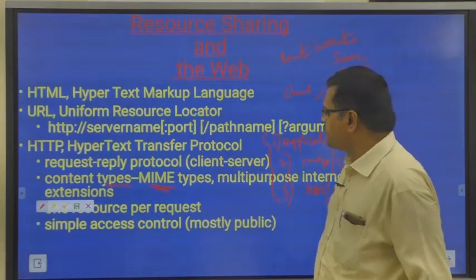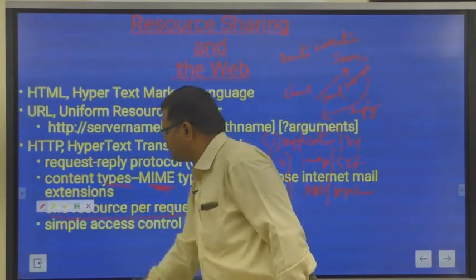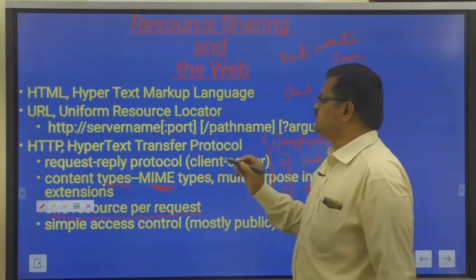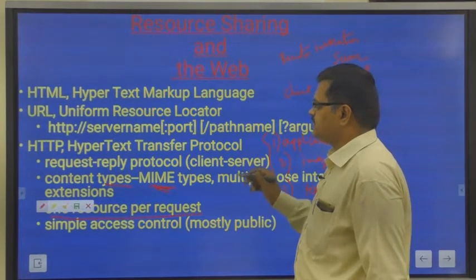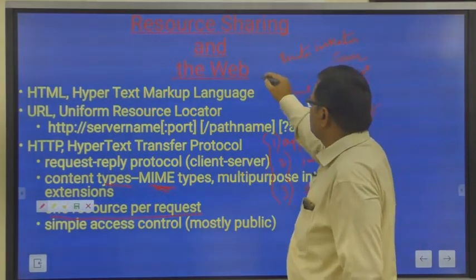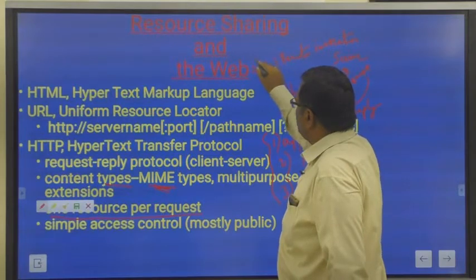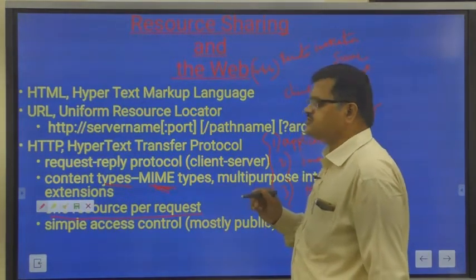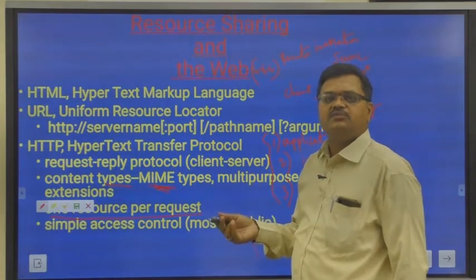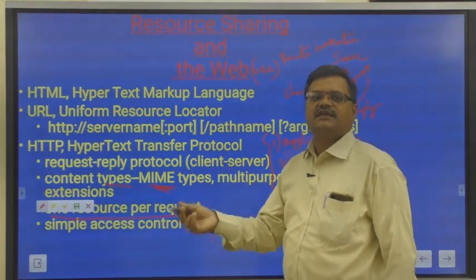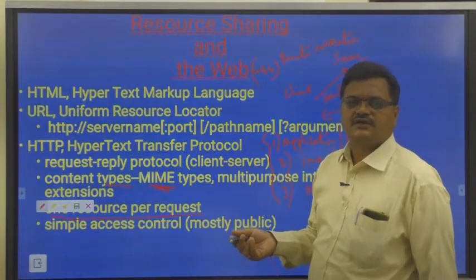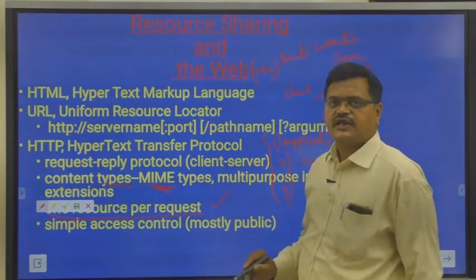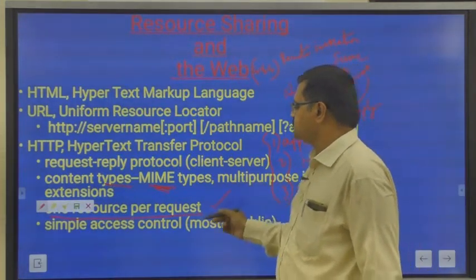Next is one resource per request. This is another important point. That means, for resource sharing on the web, in the context of the WWW, the World Wide Web which we are studying now, it is one resource per request. So only one resource will be initiated. Suppose there are 9 images, then in that case 10 requests will be sent to the server in total.